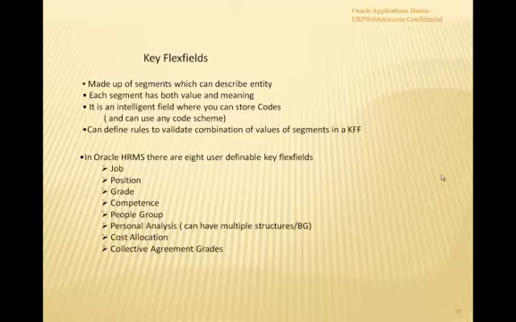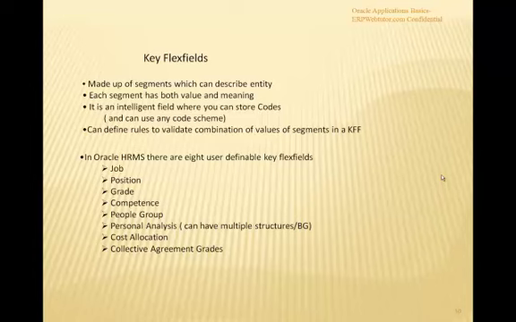So if you can store the actual code, let's say your meaning is married and your code is M, you're displaying the meaning married, but you're actually storing the code M. So the segment can have both the value and the meaning. It's an intelligent field where you can store codes.